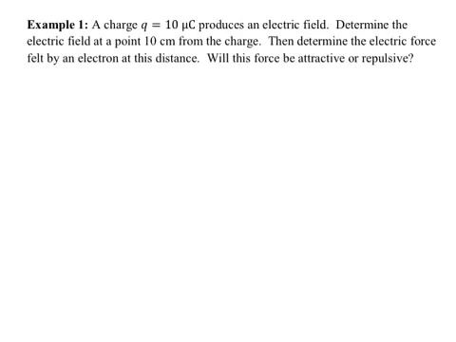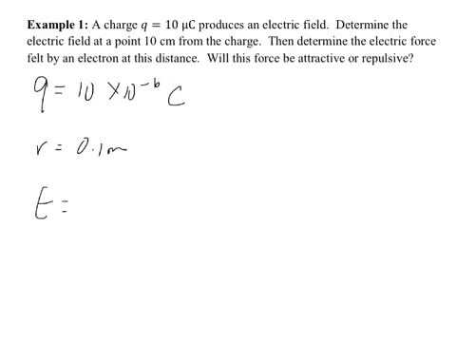So first let's start by listing what we know. We know the value of Q, and that's 10 microcoulombs, so 10 times 10 to the negative 6 coulombs. We also know that the distance from that charge is 10 centimeters or 0.1 meters. And we're trying to determine the electric field at this point.